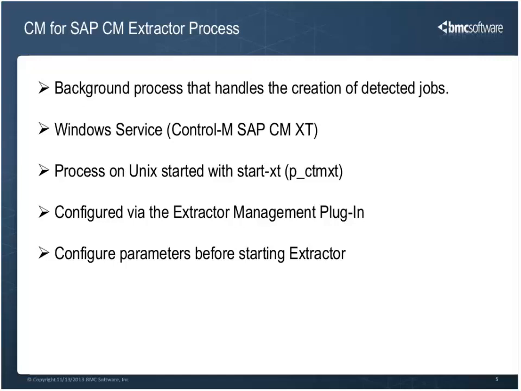The Control-M for SAP extractor process is basically the engine of extractor management. It's an optional background process that handles the creation of detected SAP jobs in Control-M for monitoring and managing. Behind the scenes, it is detecting SAP jobs and running CTM create to mirror the jobs in Control-M. So if that's not needed, there's no need to configure or start it, since the Control-M for SAP can function without it, just independently submitting SAP jobs.